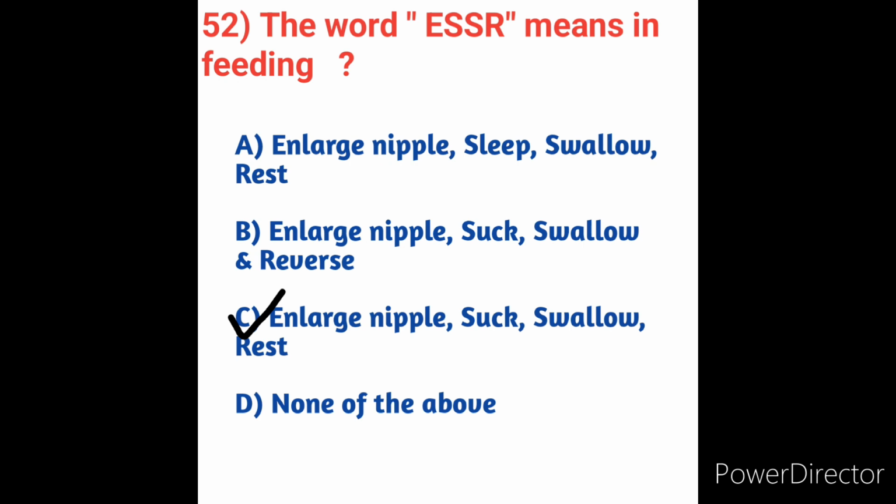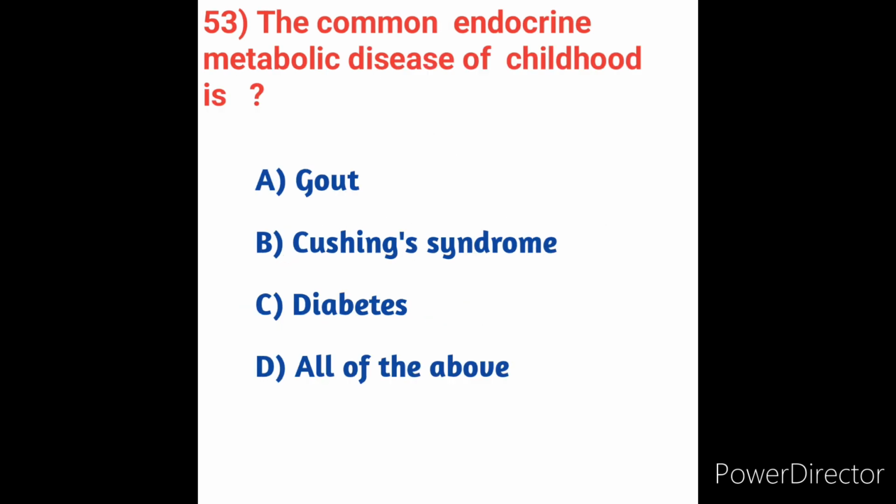Next we will move on to question number 53. The common endocrine metabolic disease of childhood is which of the following? Option A, gout. Option B, Cushing syndrome. Option C, diabetes. Option D, all of the above.